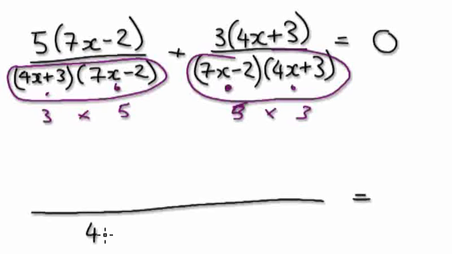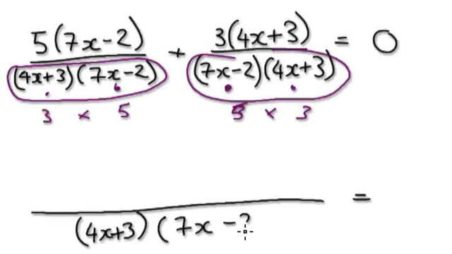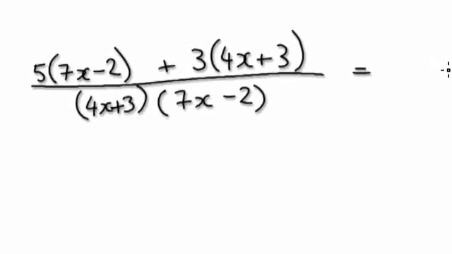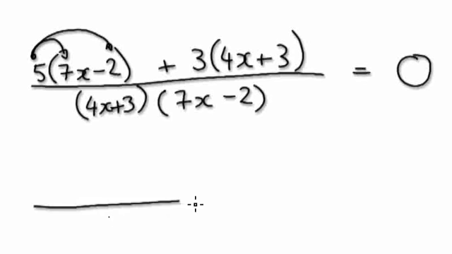So it will be 4x plus 3 times 7x minus 2 on the bottom, and on the top it would be 5 bracket 7x minus 2, close it, plus 3 bracket. Well, anyway, it would be this. Now this is 0. Now get this, multiply with this. Let's break it up. So this multiplies with this. Well, anyway, let's do it here. Hang on.